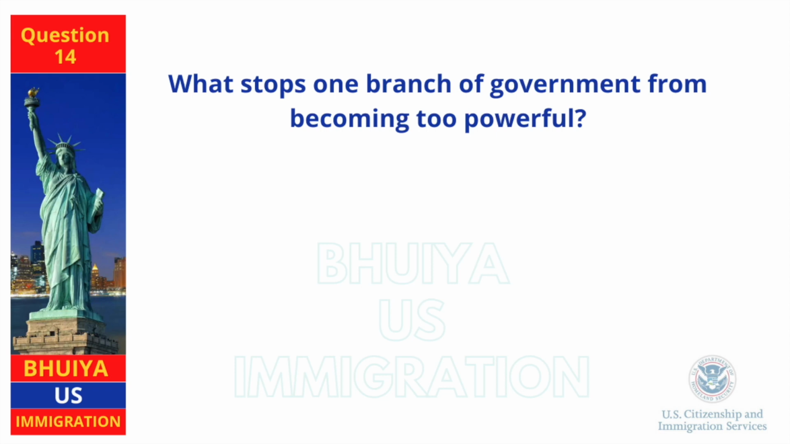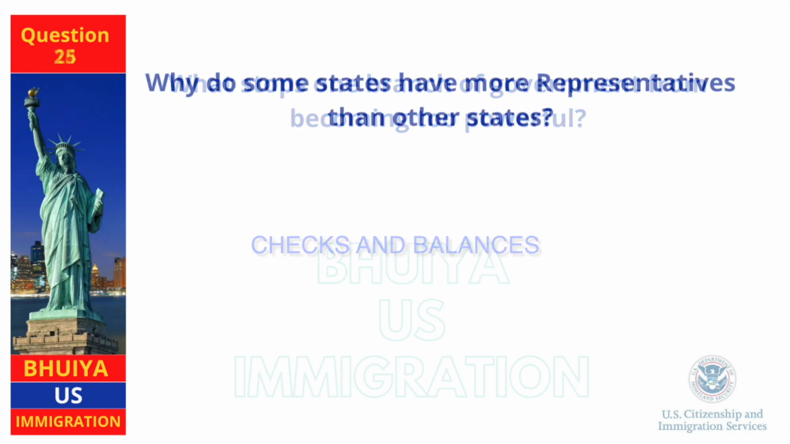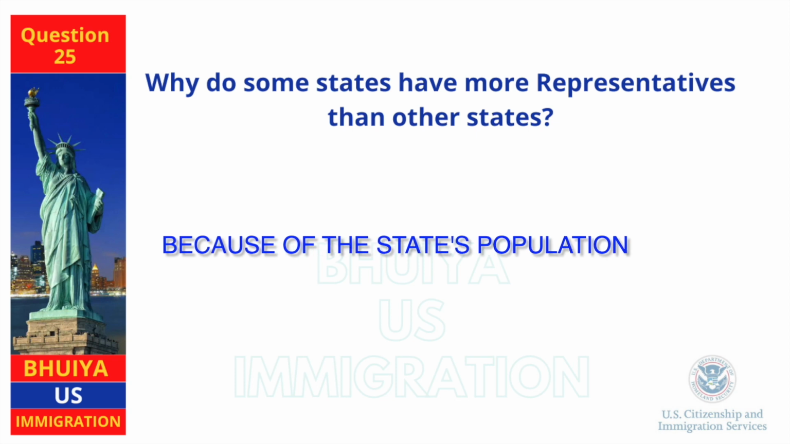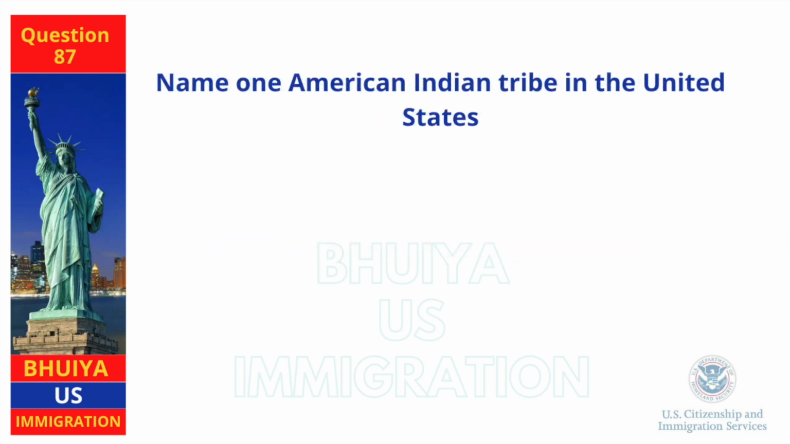What stops one branch of government from becoming too powerful? Checks and balances. Why do some states have more representatives than other states? Because of the state's population. Name one American Indian tribe in the United States. Cherokee.